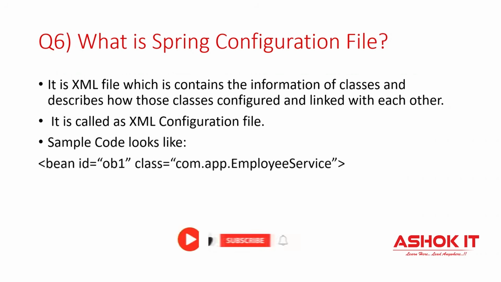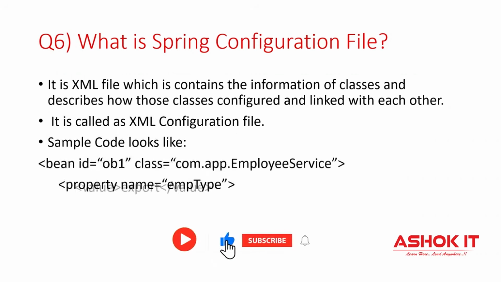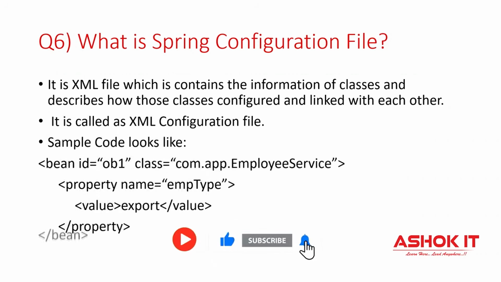You can look at the sample code. The bean tag indicates object, property indicates setter method. Okay, you can identify id means object name, class means fully qualified class name.